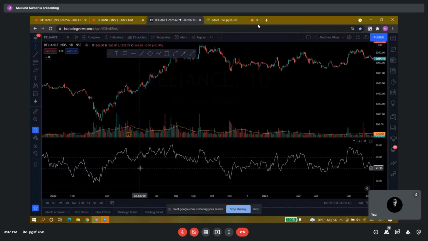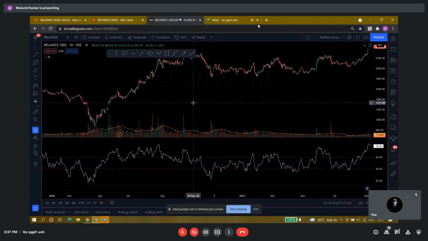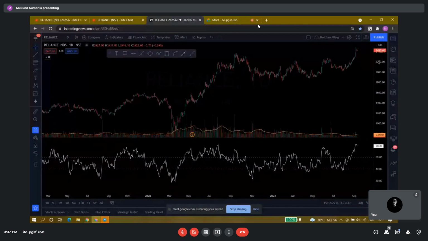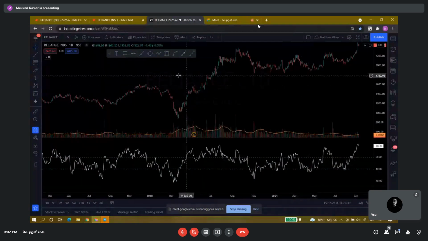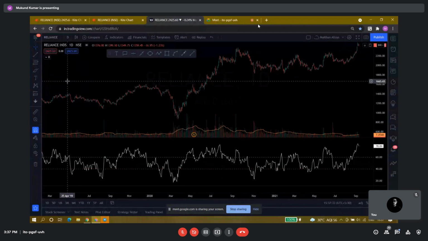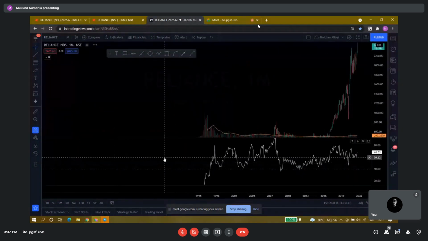Any more questions till now on this particular thing? Okay, no queries. So let's move on. This was on the daily chart, particularly for swing trade or position trade. We will see this daily setup, daily chart and weekly chart. Now let's move to the important thing in the investing part, the monthly chart.